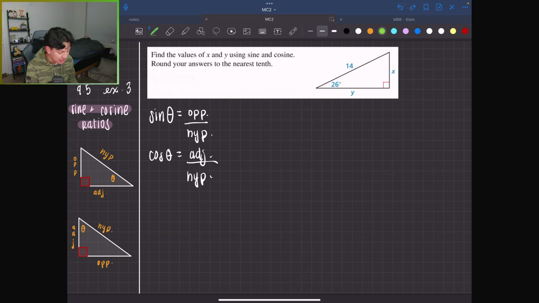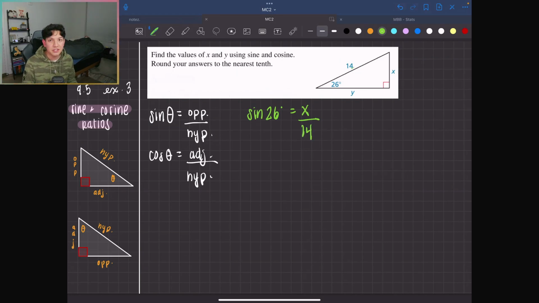The reason why is because we have the sine of theta equals its opposite over the hypotenuse. Okay, so let's substitute the values here. Sine of theta, so what is our theta? What is the point that we want to use? 26 degrees. So the sine of 26 degrees is going to equal, what is the opposite side here? X over the hypotenuse. What is the hypotenuse? 14.